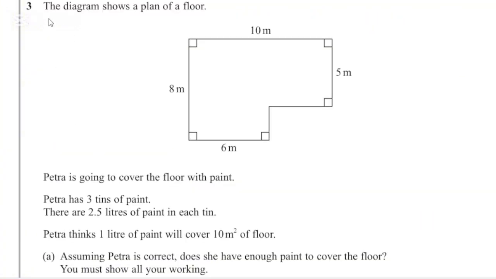All right, the third question says the diagram shows a plan of the floor. So this is a plan of the floor. Petra is going to cover the floor with paint. Petra has 3 tins of paint. There are 2.5 liters of paint in each tin.